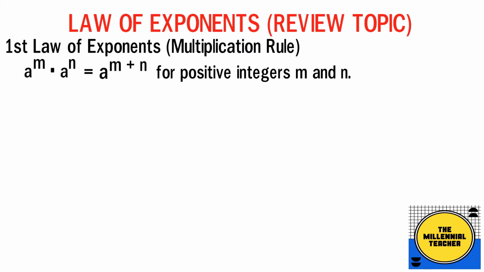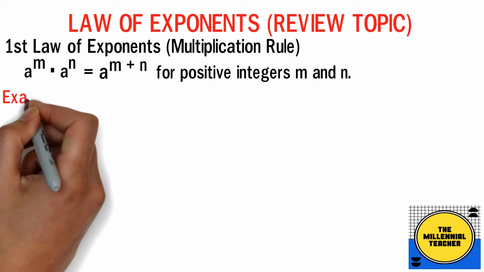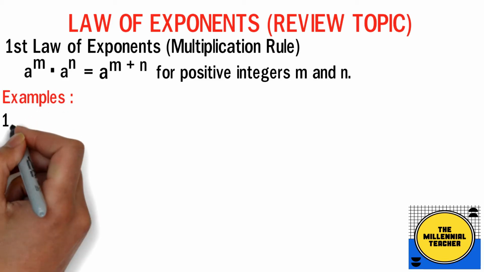Ibig sabihin student, kapag ang operation natin ay multiplication, at ang base ng ating exponent ay magkapareho, ang kailangan lang nating gawin ay kopyahin ang base at get the sum of the exponent. Gawin natin sa mga sumusunod na halimbawa.